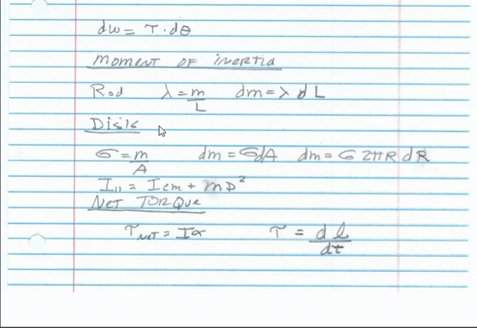Now what about net torque? Torque does equal I alpha, of course, the net torque. But torque also equals the change in angular momentum with respect to time. Just like force had a relationship with linear momentum and time, so does torque.